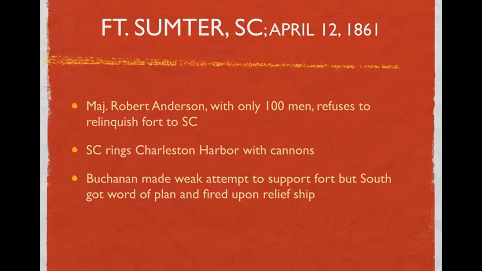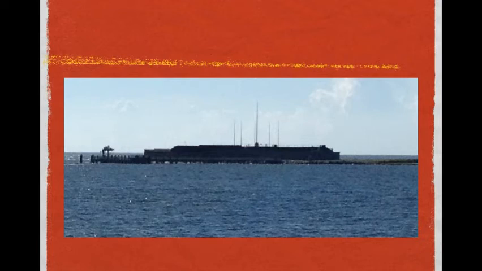South Carolina knows the ship is coming. South Carolina shoots near the ship. The ship then turns around and sails away. And Buchanan's like, oh, well, I tried. It now becomes Lincoln's problem. So you see there is an image of Fort Sumter.